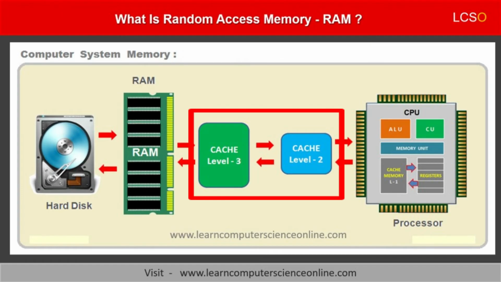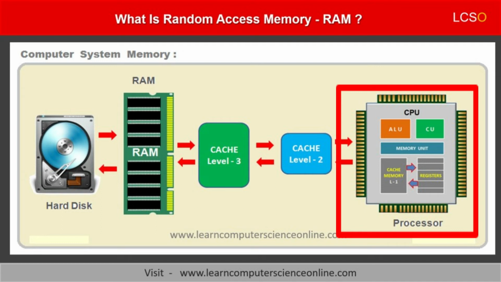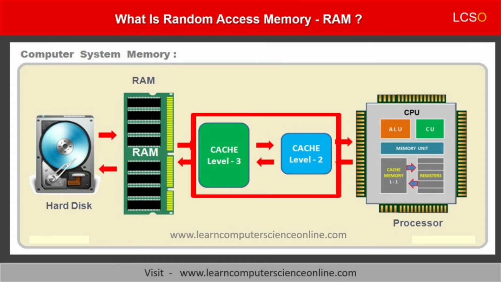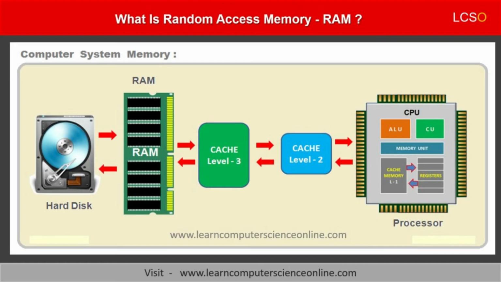The computer system memory hierarchy also includes some high-speed memory, such as cache memory. The cache memory is a high-speed memory, placed between the microprocessor, that is CPU, and the main system memory, RAM. The cache memory is a type of high-speed memory, used by the central processing unit, to store the frequently used data and the program instructions.